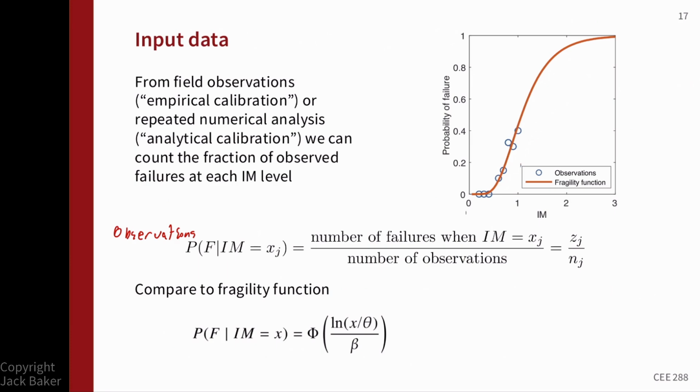So we've got these failures observed, and then we've got the fragility function given in the bottom equation. What I need to do is find a theta and a beta that give me probabilities of failure consistent with the zj and the nj that we're looking at here. All right, I'm going to denote this probability as p subscript j for IM equals xj. My function will work for any value of x. At that specific xj, let's call this probability p subscript j.